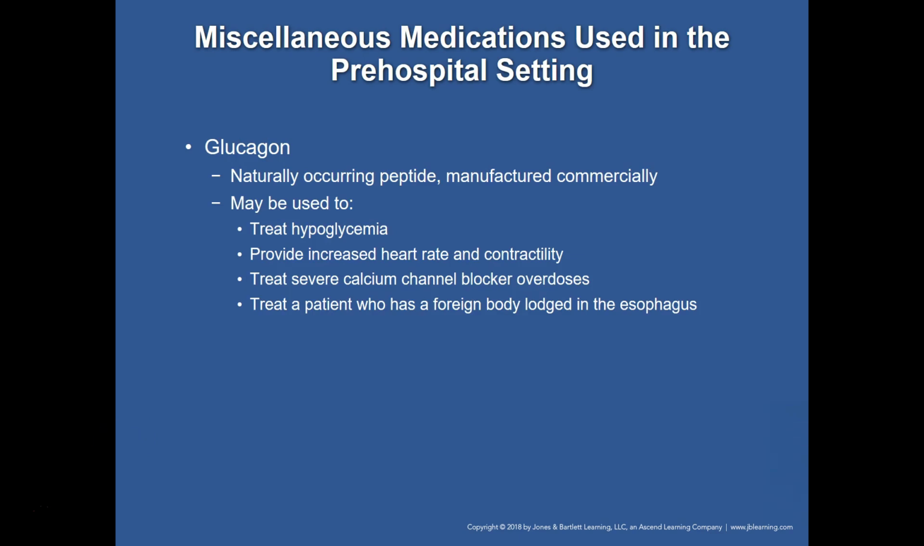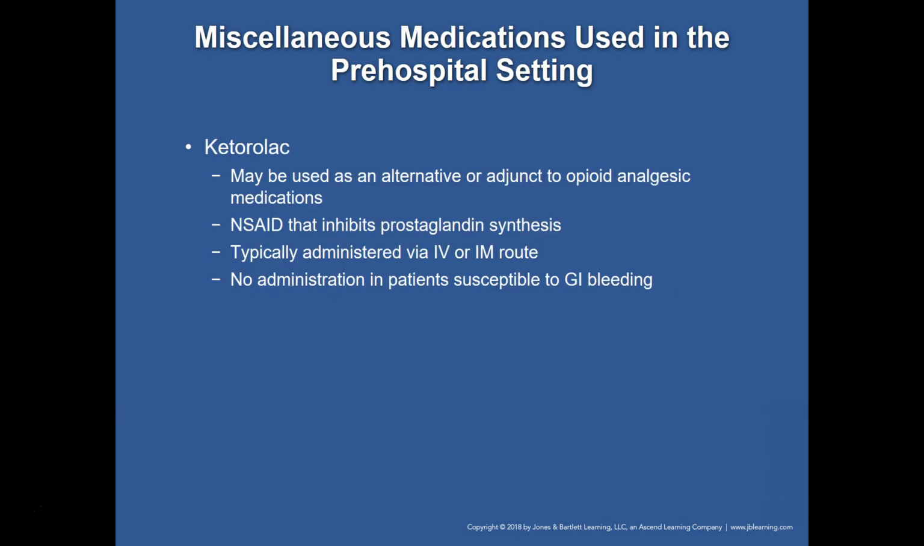Glucagon is a naturally occurring peptide manufactured commercially. It treats hypoglycemia, and it may provide increased heart rate and contractility. It can treat severe calcium channel blocker overdoses, or treat a patient who has a foreign body lodged in their esophagus. Don't even ask me how that works, but apparently it does.